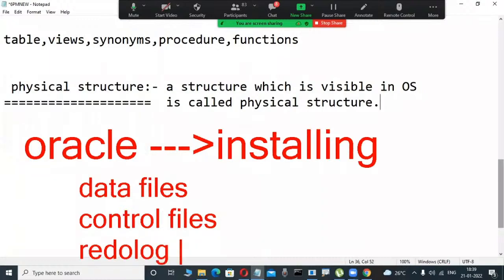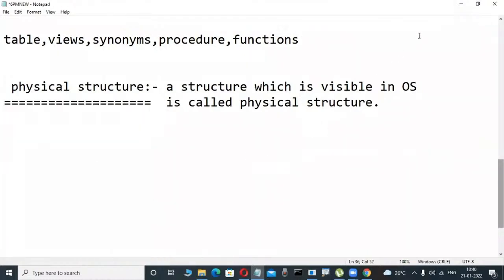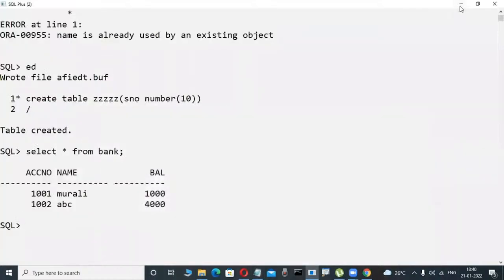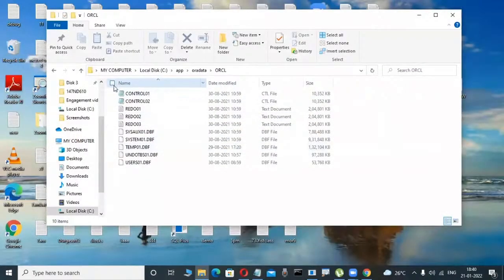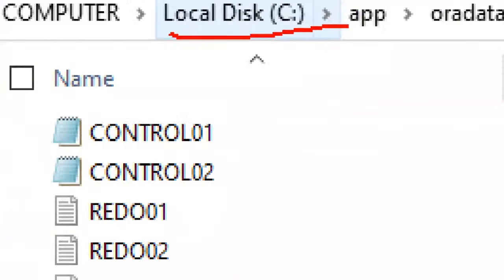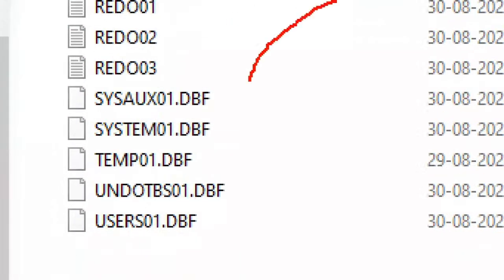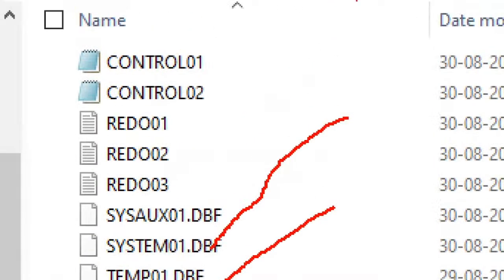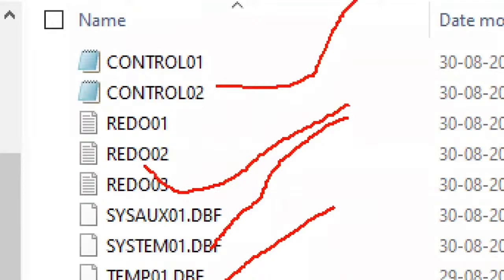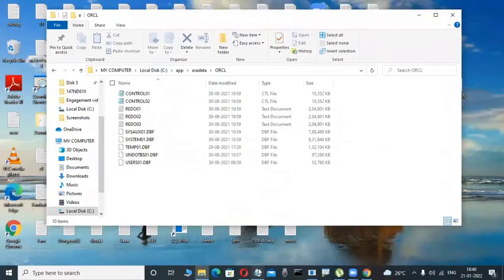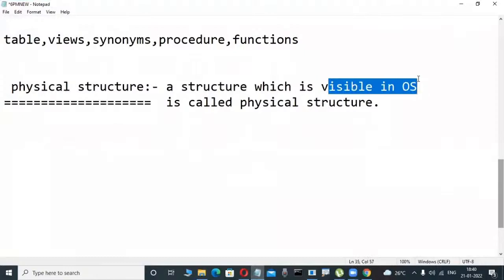You don't have an idea about these things. In the future, in the DBA concept, I'm giving only a rough introduction in our course. Observe here, whenever I'm installing Oracle software, some files are created on the disk, in the C drive or D drive. These are data files, .dbf files. You don't have an idea about this yet, later you will be familiar. Here are control files and redo log files. That's why it is a structure which is visible in the operating system, that is called the physical structure.